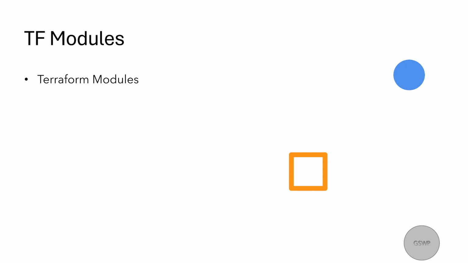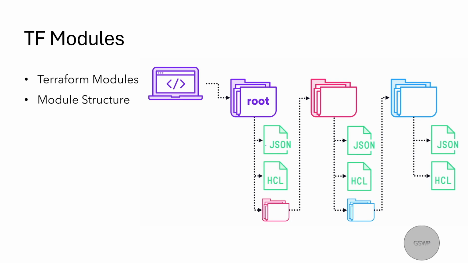So what are Terraform modules? Modules are containers for multiple resources that are used together. A module consists of a collection of Terraform files, that is .tf or .tf.json files, kept in a separate directory. Modules are the main way to package and use resource configuration with Terraform. Now, what does the module structure look like? Let's discuss this module structure.